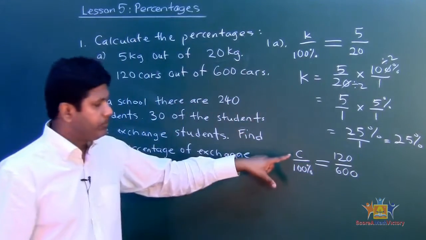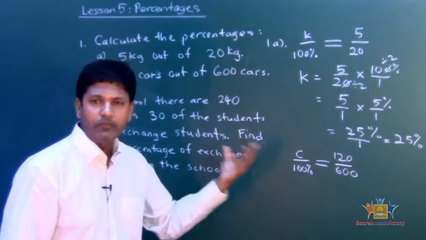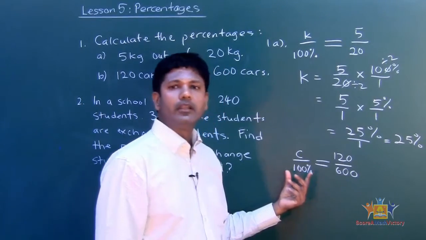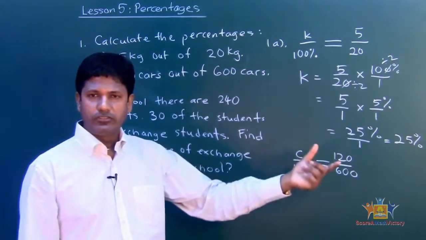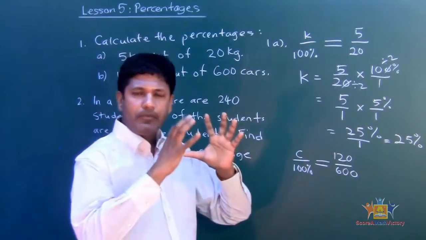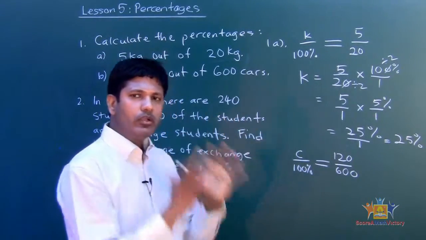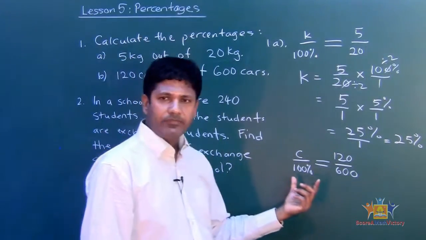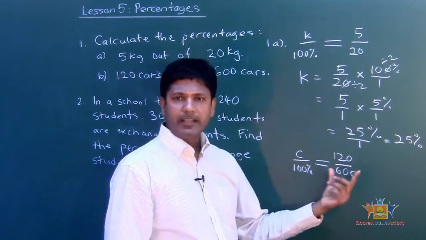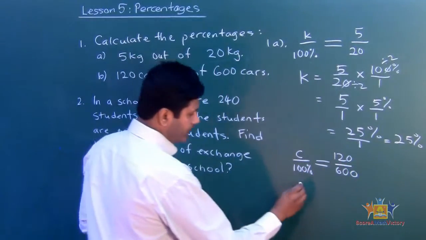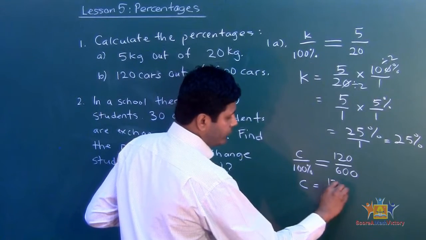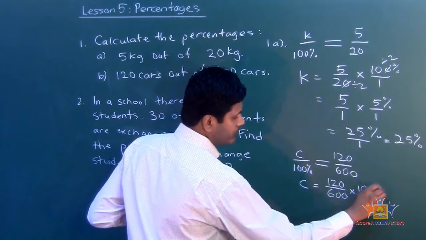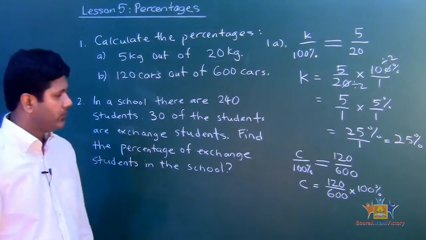So I'm going to put 600, 100%, and I'm looking for C percent, the percent of 120. In order to find C, what do I have to do to the 100%? I have to remove it, take it across the bridge. I'm trying to isolate C, and 100% is dividing C. So I have to use Max's first law: division across the bridge becomes multiplication. So C equals 120 over 600 times 100%.